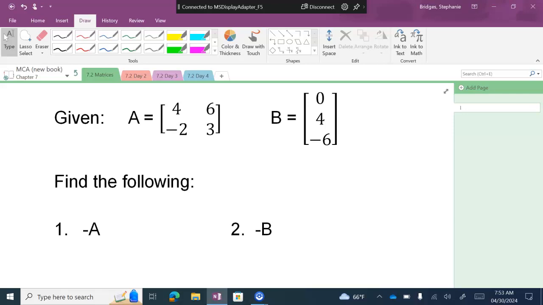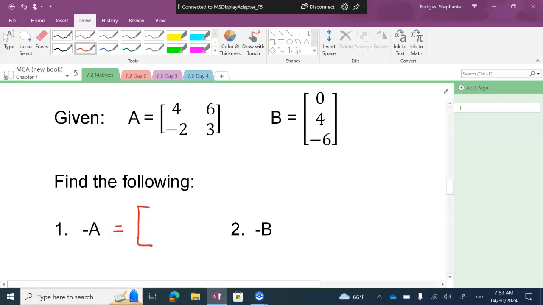So we have matrix A. What size is matrix A? How many rows? 2, and how many columns? 2. Okay, that's 2 by 2. And what about B? How many rows does B have? 3, and how many columns? 1. All right. So first one, it just has negative A. What do you think we should do with that? Multiply everything by -1. You're basically going to rewrite matrix A. You're just going to multiply everything by -1, which means you're just going to change the sign of every element.